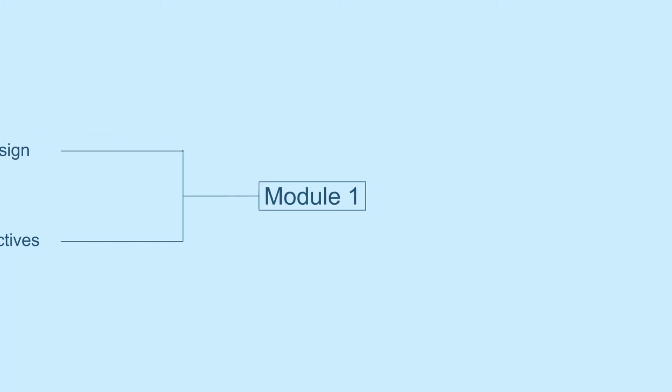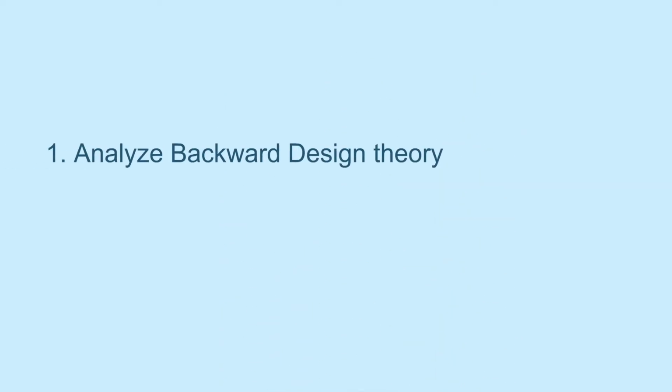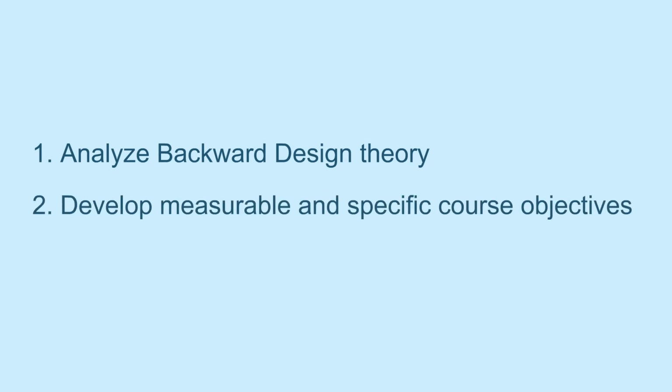Here's an example taken from our course map. Backward design and learning objectives were 2 of the topics on our list, and we chose to pair those in one module. Then we asked ourselves the question, what do my students need to do, practice, or experience in order to master this topic, or at least come close to mastery? So we decided on the objectives which you can see in the course, which are to analyze backward design theory and to develop measurable and specific course objectives.